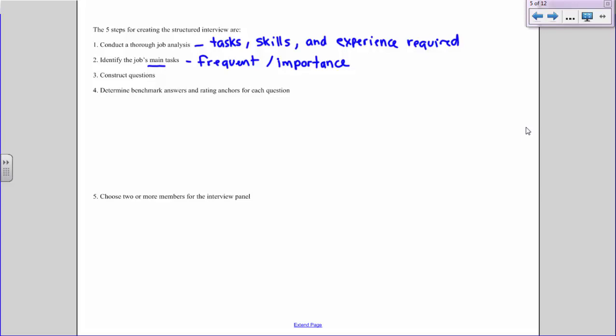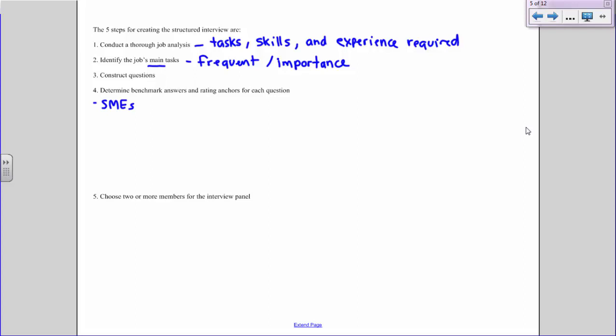And really, situational and behavioral focused questions are going to have the highest level of criterion validity. So really strive for behavioral questions or situational focused questions, but behavioral is the best. Then number 4, this takes the most time, is determining benchmark answers and rating anchors for each question. So benchmark answers should be written by subject matter experts, which just means people who currently have the job or maybe supervisors of that position. And these subject matter experts really know what successful and unsuccessful performance looks like. So it really helps to talk to subject matter experts.